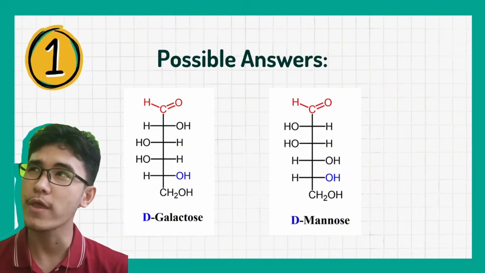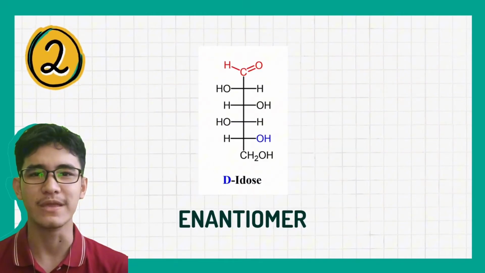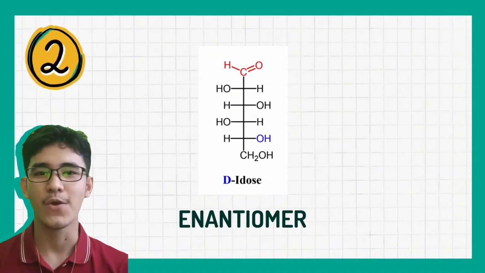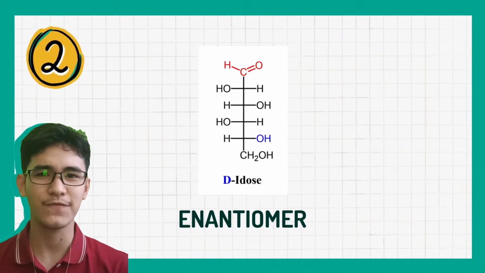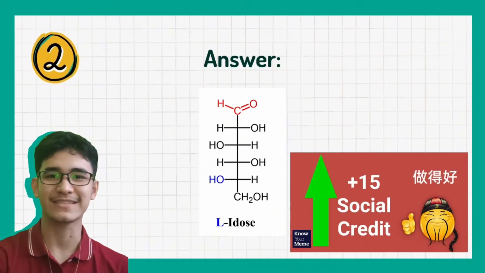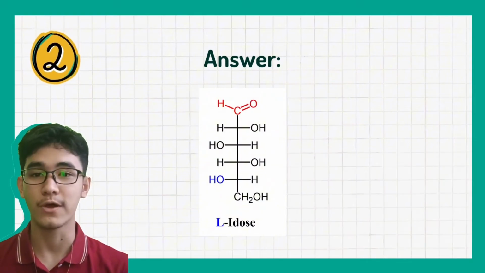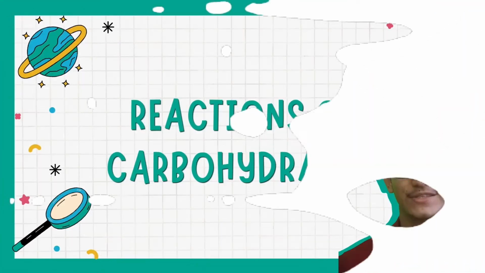How about we go with D-idose? What would be its enantiomer? 3, 2, 1. This is very simple. If you got L-idose, then yes, you are right again. Good job, everyone. Hopefully that revved up your memory. Let us start with our discussion.